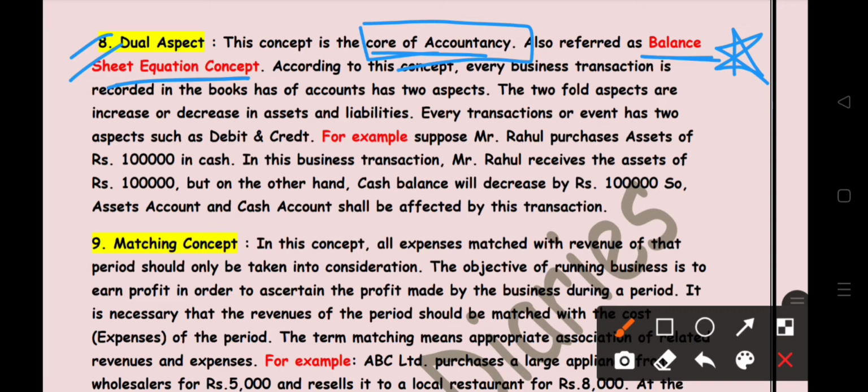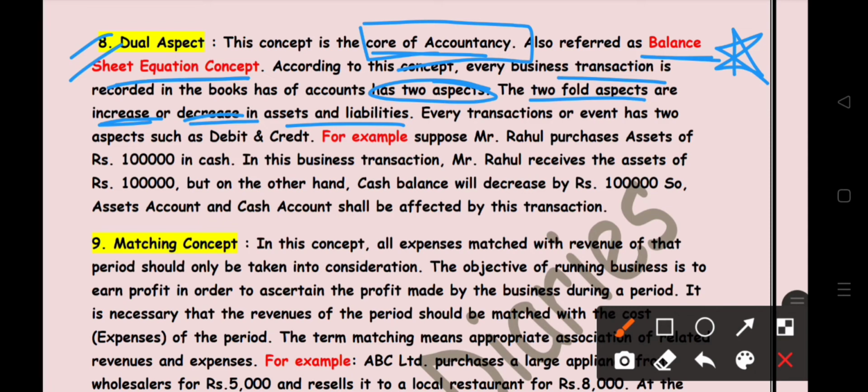According to this concept, every business transaction recorded in the books of accounts has two aspects. It means that as we make any kind of adjustment in a balance sheet, it shows two effects in our balance sheet or in our accounting transaction. The twofold aspects are increase or decrease in the assets and the liabilities.